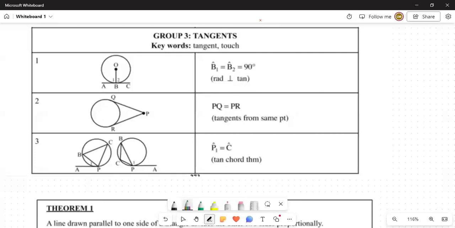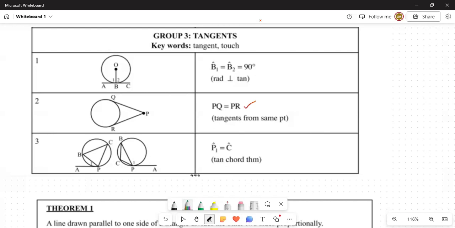And the next one is that if these two are tangents from the same point, then PQ will be equal to RQ. Again, you can prove that the two lines are equal. Then by proving that, it means that again, these two lines are tangents.